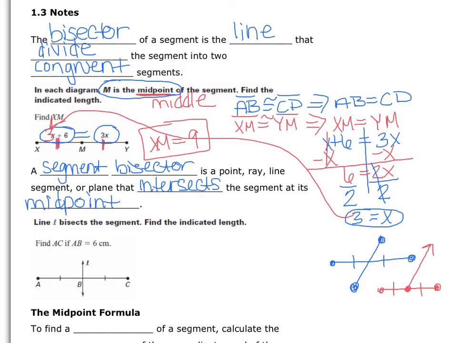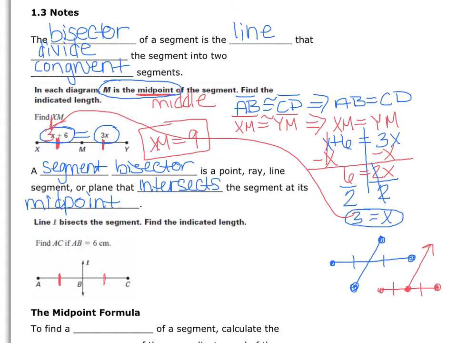Let's look at this example. Line L bisects the segment, find the indicated length. There's that important word again, bisect. You have to know what that means. Luckily, the picture is already marked for us. Sometimes it won't be marked. They'll just give you that it bisects, and it will be your responsibility to go ahead and mark.